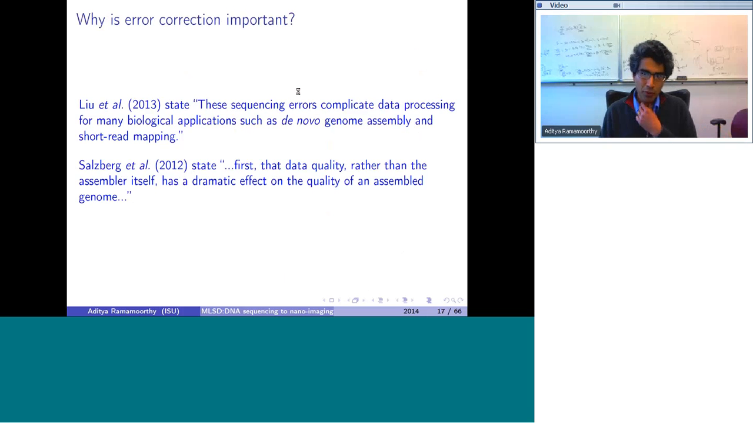So why is this problem important? I'm quoting here from two bioinformatics domain papers. One thing that has been observed is that when you do subsequent steps such as short-read mapping or genome assembly, what matters quite a bit is the quality of the reads that you put into the assembler. There are probably 40 different sequence assembly software packages that biologists routinely use, but what really ends up mattering is the quality of the reads you use for the assembly. So that's a very important factor, and this problem has attracted quite a bit of interest in the bioinformatics domain.